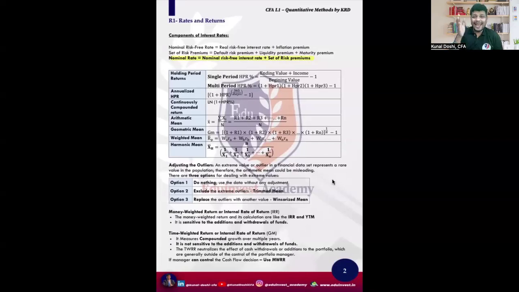So basically, by the end of the revision batch, you all are covering the entire book, both the books for all the 10 topics, number one. Second, all the formulas. Second, more than 2,000 questions in the class and in the test. Got it? So this is what we are doing.